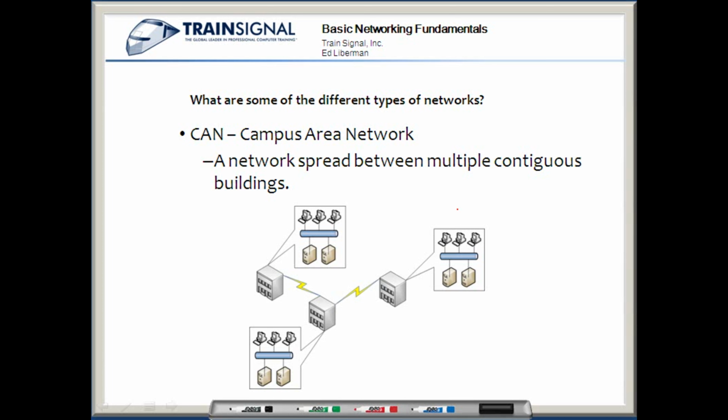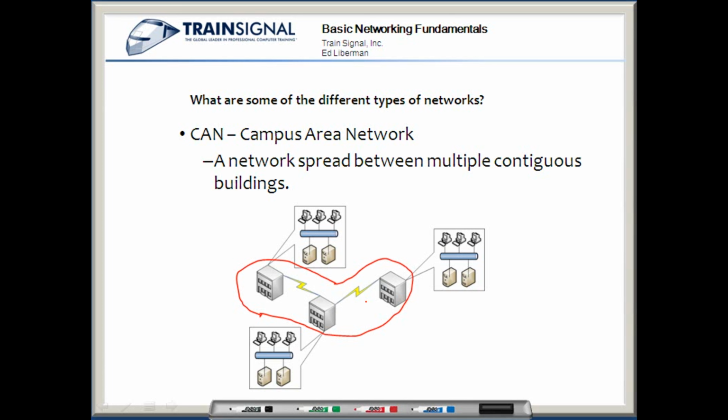So first of all, we have multiple buildings, right? Here you can see that we have more than one building, so in theory, by the typical definition, we're no longer in a LAN, right? It's no longer a local area network. But if these buildings are contiguous, meaning nothing else in between, right? They're all next to each other, and very often they will be on a single property, then it's considered to be part of a campus area network.